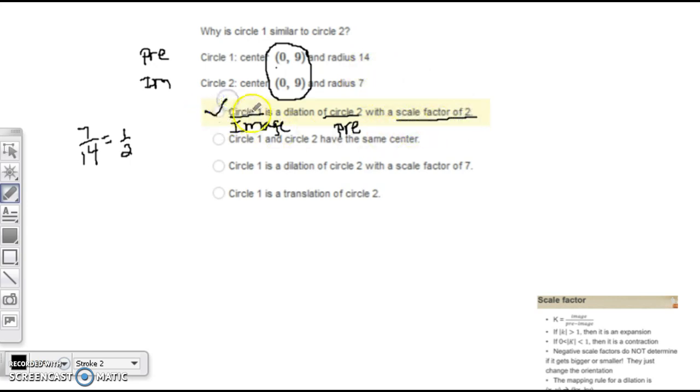So that is going to be correct. Now, it says, why are they similar? They're not similar just because they have the same center. And then this one, a scale factor of 7, we're definitely not multiplying by 7. And circle 1 is a translation of circle 2. We're not adding or subtracting to move it at all. So it is A. That change in the order there was a little bit tricky, though. You had to kind of think about it.